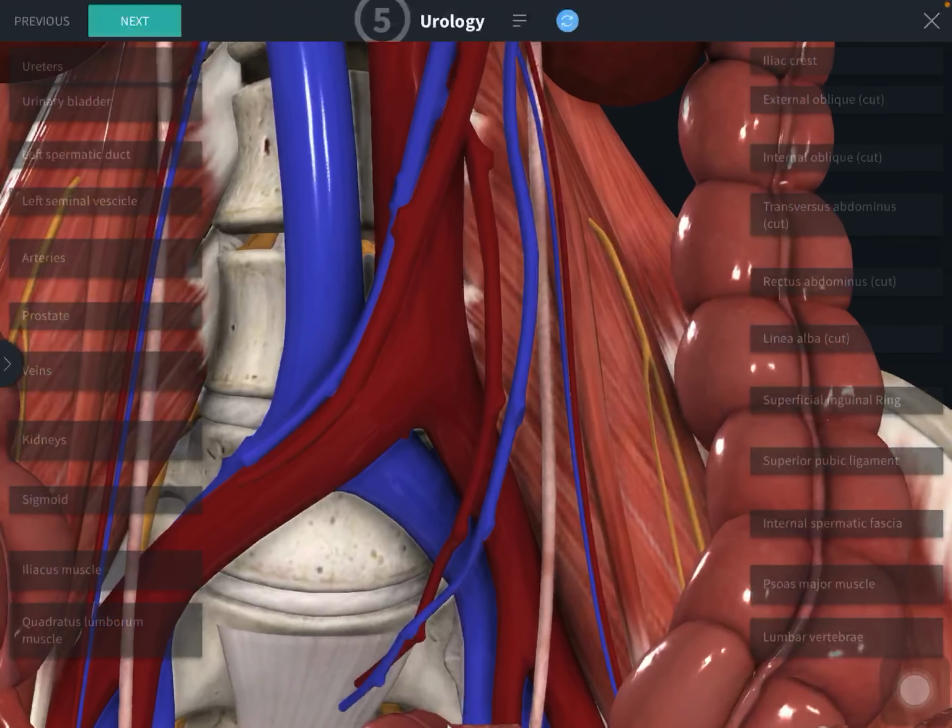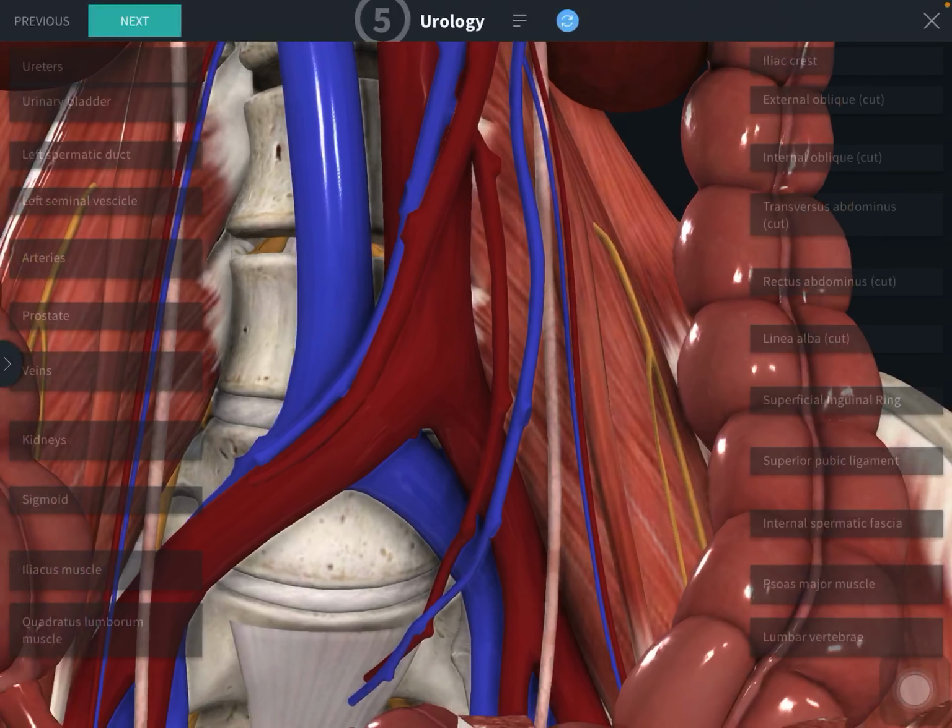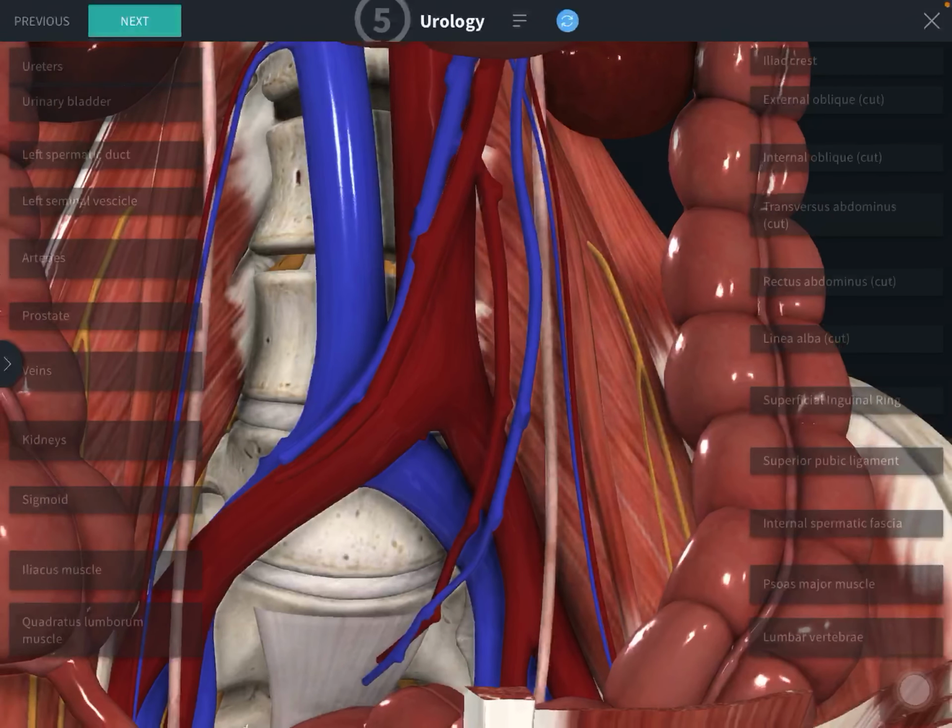Here is the inferior mesenteric vessels. So these branches from these inferior mesenteric vessels will cross the abdominal part of the ureter to reach the colon.